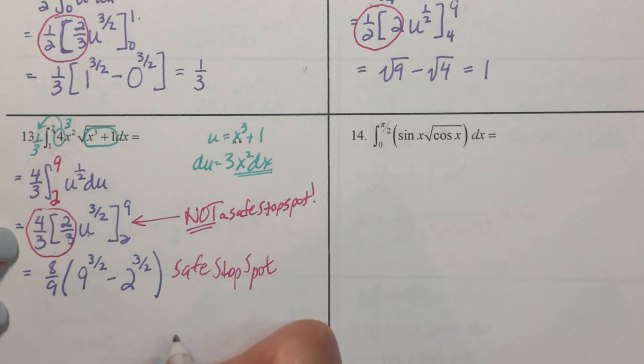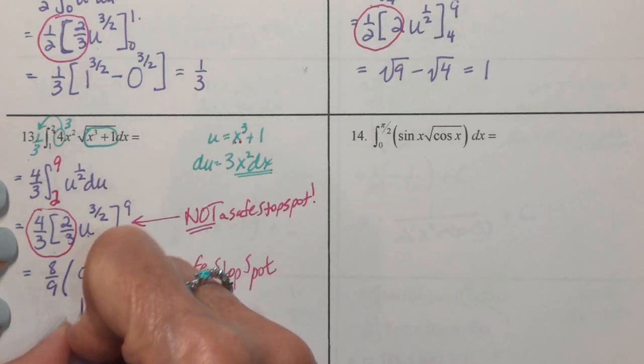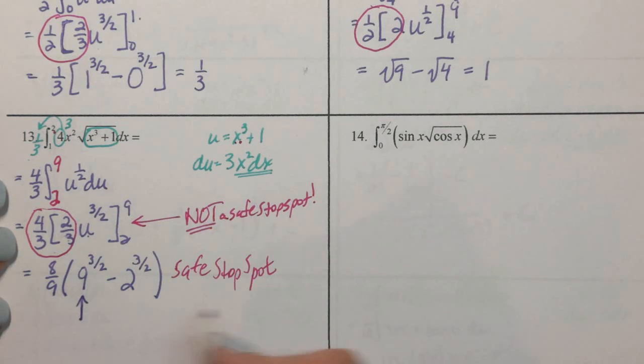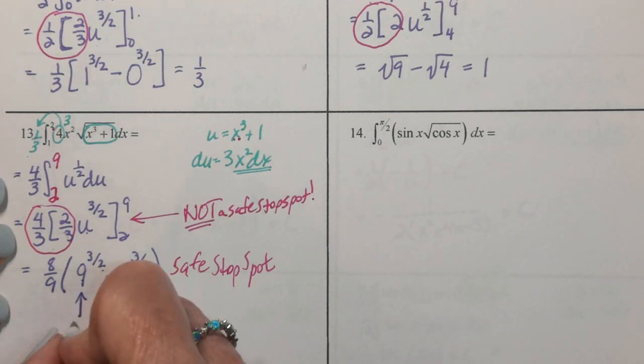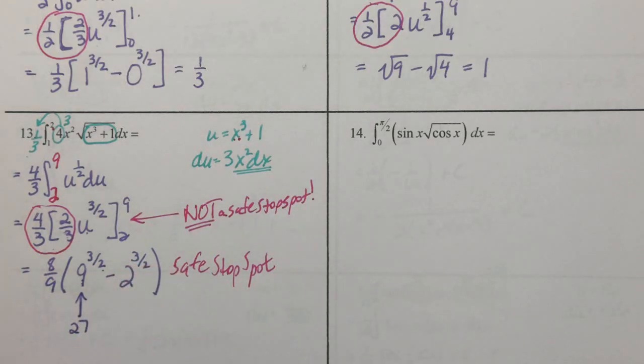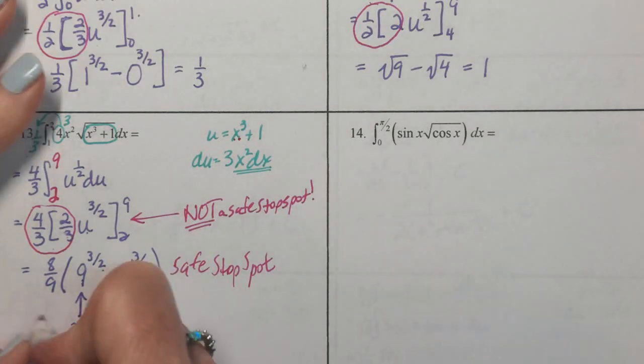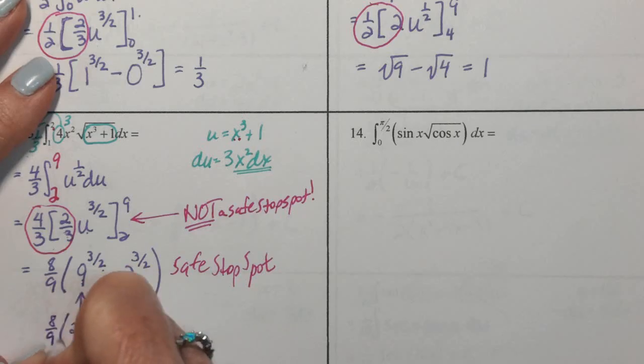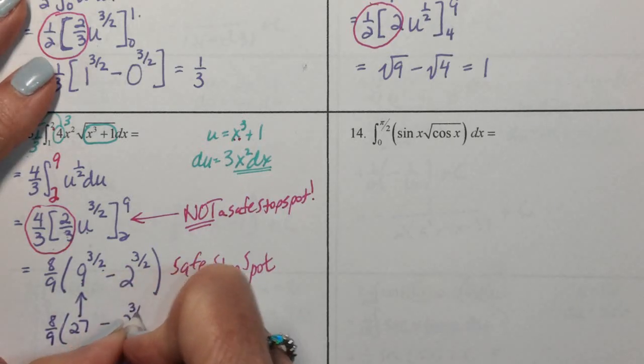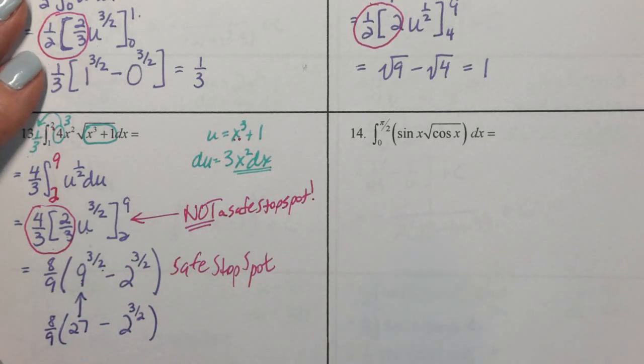Alrighty. As a multiple choice answer, they would clean up this 9 to the 3/2. The square root of 9 is 3, and 3 cubed is 27, so they would change that to a 27. Everything else they would leave the same. So as a multiple choice answer, it would probably look like this. Okay?